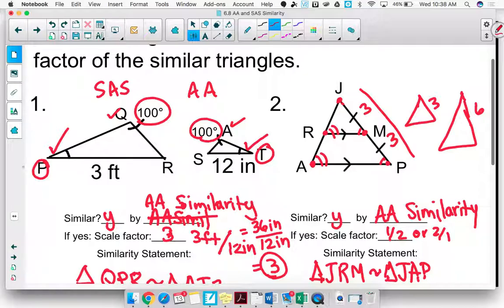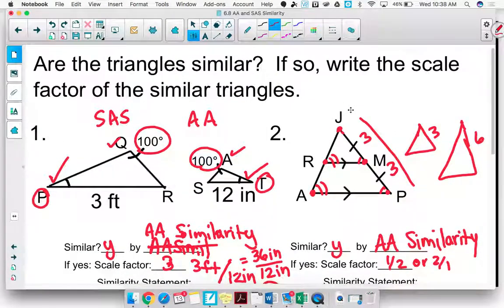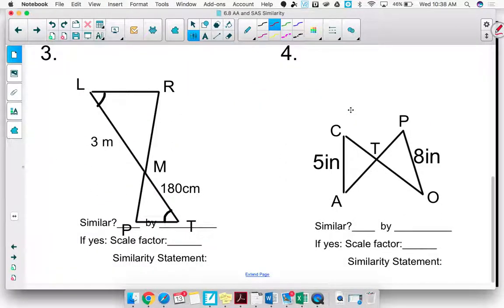Okay, your job is to complete numbers 3 and 4, bring them up to get some feedback, and then we will give you directions independently as you finish up with your practice problems.